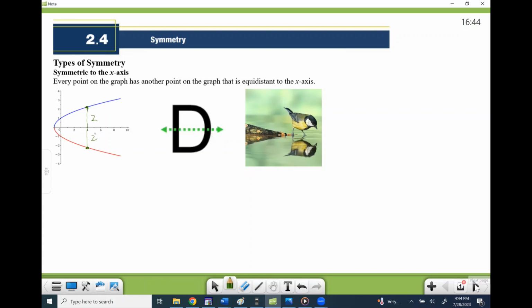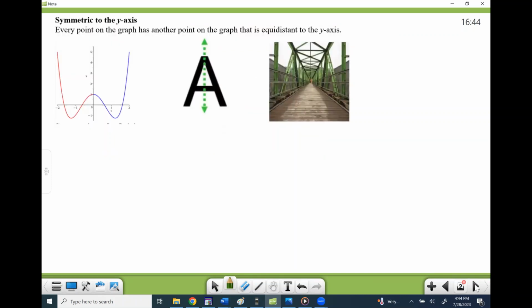All right, symmetric to the y-axis. So for every point on the graph, maybe I'll pick this one right here, whatever its distance is from the y-axis, that same distance will have another point. So this is going to be symmetric to the y-axis.